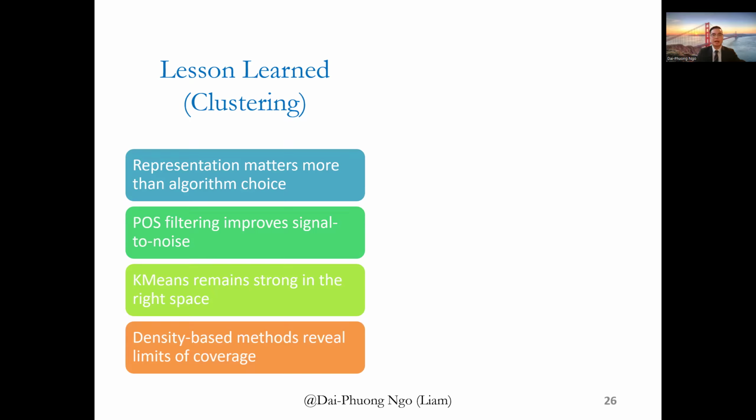Another important takeaway is that K-means is often underestimated. In both LSA space and spectral embeddings, K-means produced stable and explainable top-level categories when the feature space was well designed. Finally, density-based methods like OPTICS taught me something about the data itself. They reveal how much of the corpus is noisy, generic, or diffuse, and how only a subset forms tight, clinically specific topics. That insight is valuable even when OPTICS is not used for the final taxonomy.